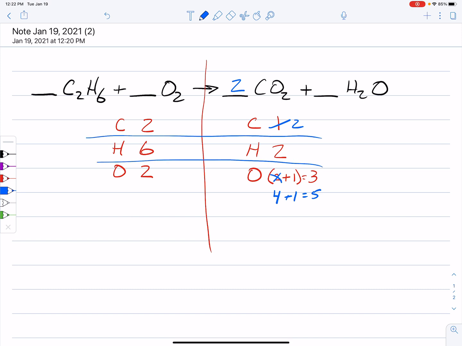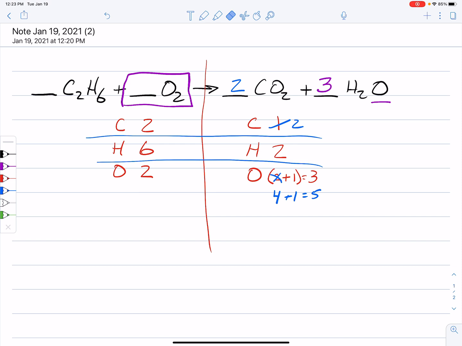But then I look at my hydrogen. And on my product side, I've got 2 hydrogen. On my reactant side, I've got 6. But the problem with that, if I do a 3 here in front of the water, my number of oxygen stays as an odd number. And the problem with that is, on my reactant side, I can only ever end up with a total number of oxygens that will be even.